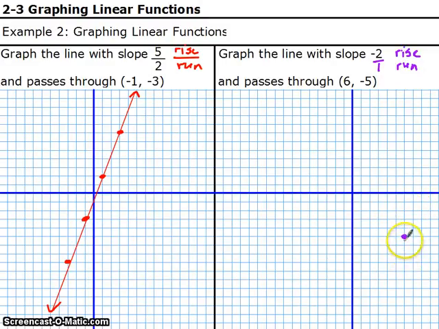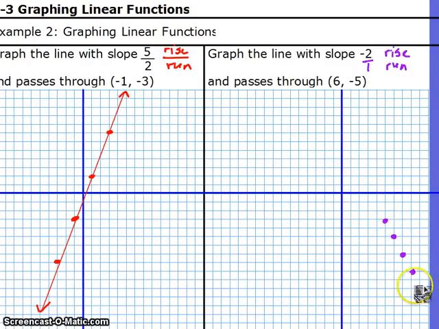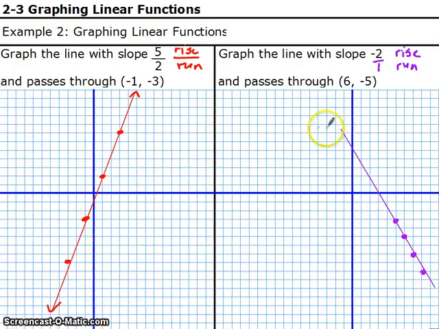They're not both negative. The bottom's still positive, so I'm gonna go right 1. Down 2, right 1. Or you can do the opposite, up 2, left 1. As long as they all line up, you're good to go. Draw your line through them. Put some arrows on the end. You've got your line.